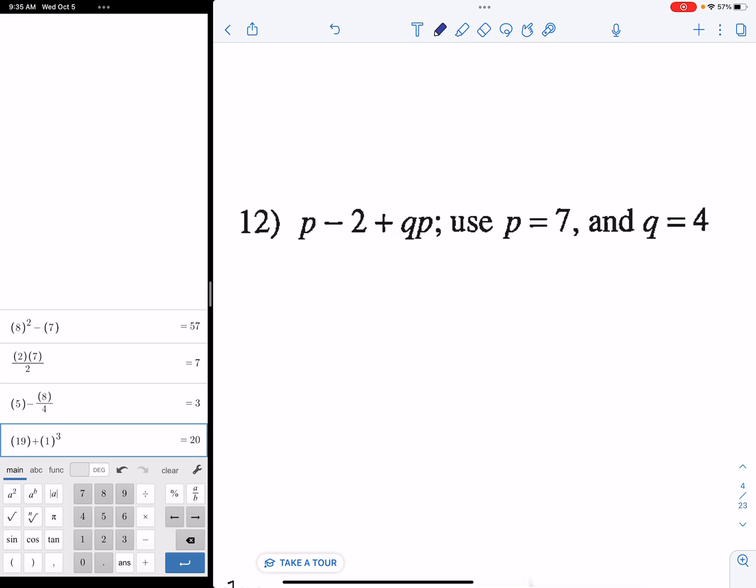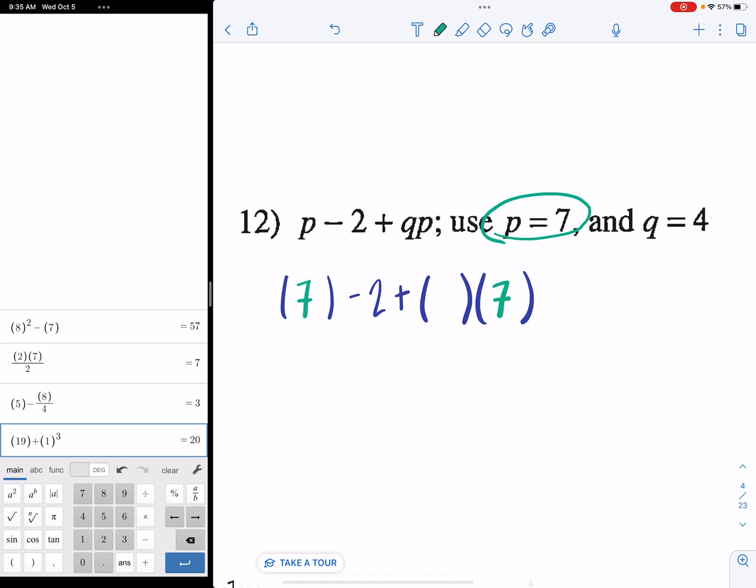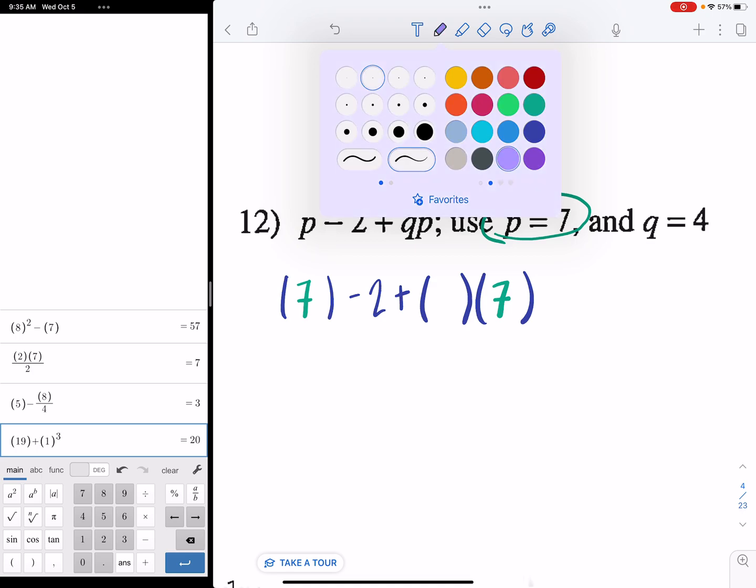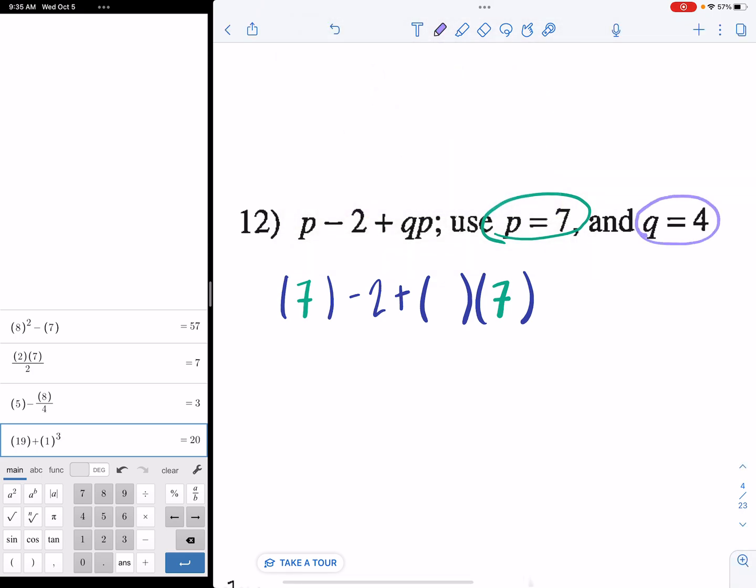I'm going to start out with my holes again. There's the one for P. I have one for Q and one for P. So 7 gets put in for P. And 4 fills up the spot for Q.